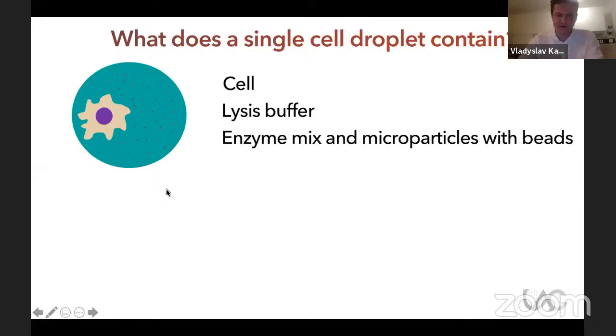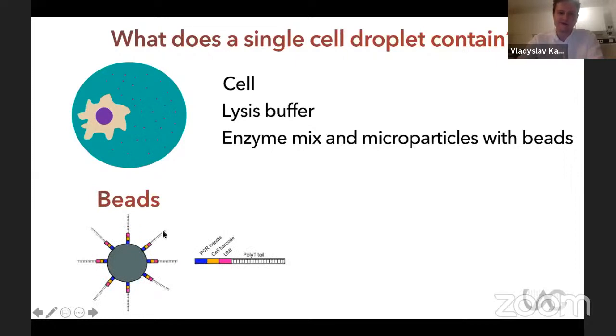So I would like to repeat once more what Marina has told you already in the first part of our seminar today. What are these beads? What do they do? As you understood, in each droplet there is one cell. That means when we are lysing the membrane of the cell, all the contents of the cell will be released into the buffer and into the droplet itself. And especially what we are interested in are, of course, the RNA molecules that are contained in the cytoplasm of the cell.